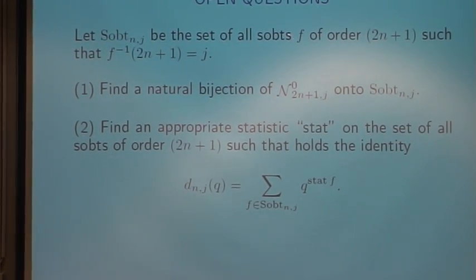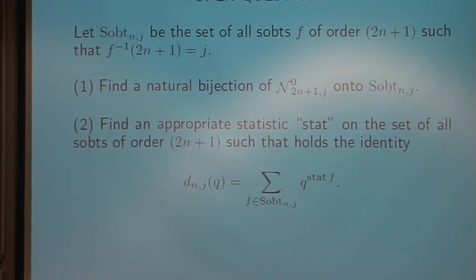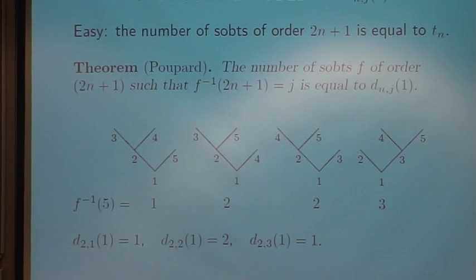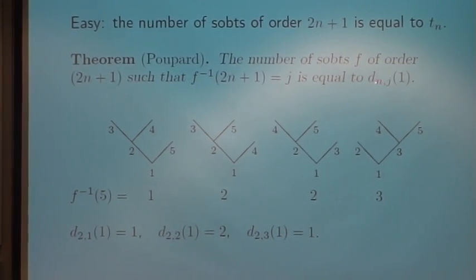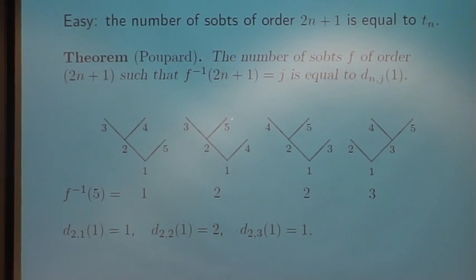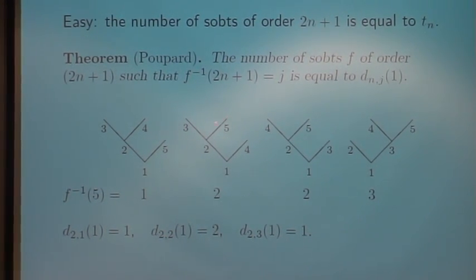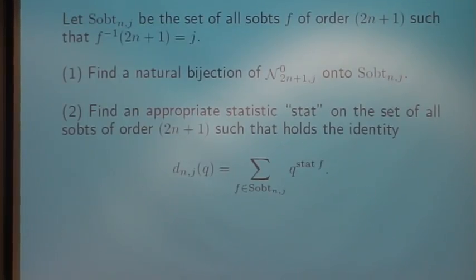Let sub be the set of all the subs of row 2 plus 1, such that we have this. Remember this. We have 1 that starts, 2 plus 1 here is 1. 2 plus 1, you see, the image of 5 is 2. The image of 5 is 2, or 5 is 3. The image of 5 is 1. So we have 1, 2 of 2, and 1, 3. Okay? So this is Poupart.